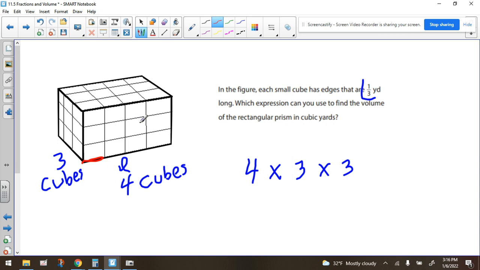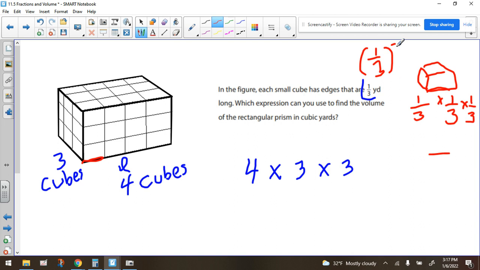Now, if we just think of one cube, let's picture this cube right here. I'm going to try to draw a picture of it and just drag it separate. If we think about what is the volume of just this cube, if it's 1/3 going this way, and 1/3 going the other way, and 1/3 going the other way, and we were to figure out just the volume of one of these cubes, what's 1/3 times 1/3 times 1/3? In other words, what's 1/3 cubed? Because it would be 1 times 1 times 1, that's easy enough, that's 1.